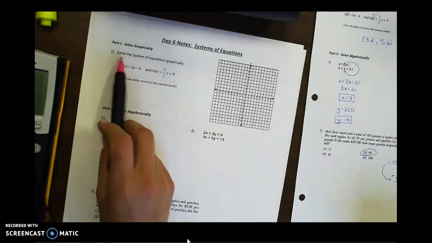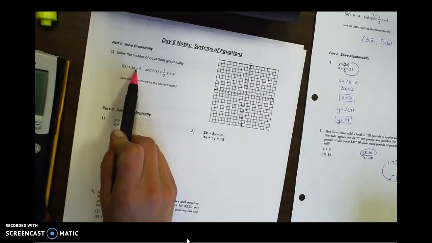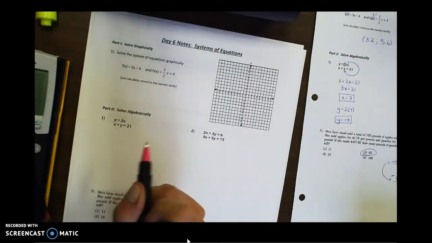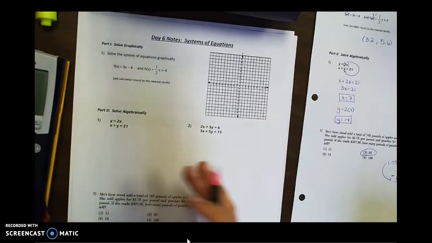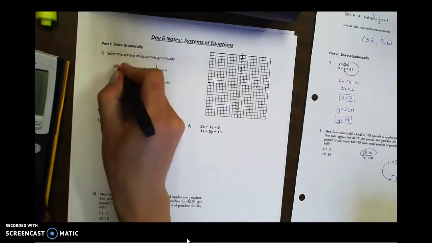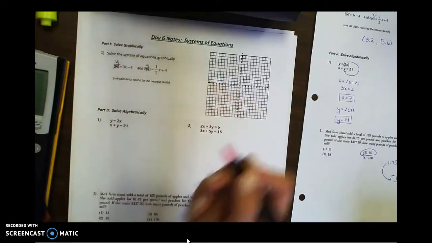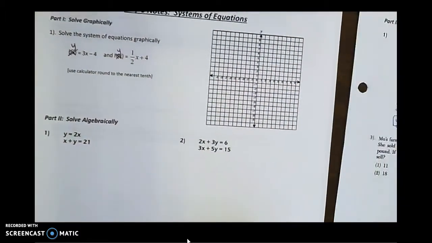All right, so number 1, solve the system of equations graphically. So we have f of x equals 3x minus 4 and h of x equals 1/2 x plus 4. So yesterday we talked about function notation. So remember, f of x, h of x, that's just a fancy way of saying this is going to be our function. So this is our y equals. So we're just going to change that to y equals. And now this looks much more familiar to us with how to solve.